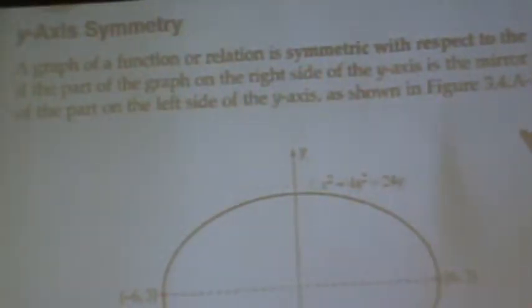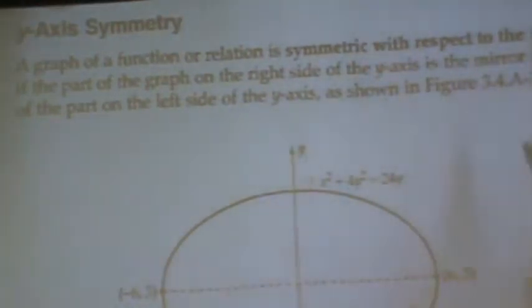Let's take a look at this picture right here. We're talking first about symmetry to the y-axis. If you were to fold this graph, and by the way, this oval right here is not a function, but if you were to fold it along the y-axis, would the left side and the right side land on top of each other? Now, you're going to be able to do this two ways: by looking at the picture and by looking at the ordered pairs, and you're also going to be able to do it by an equation.